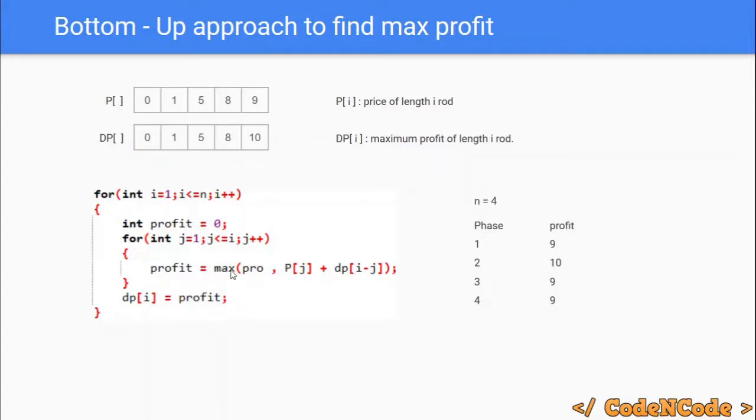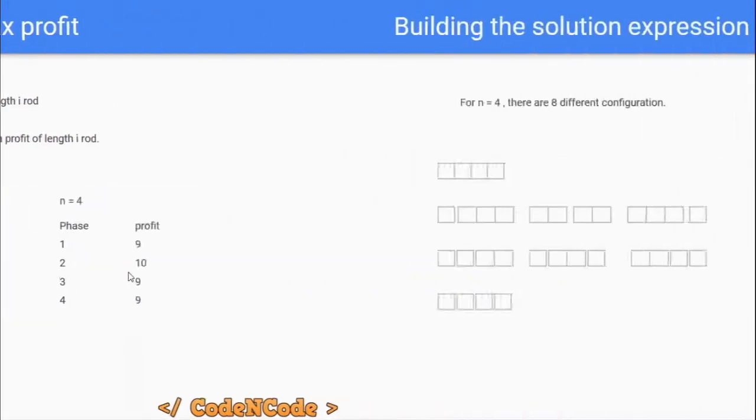Now the question is why this formula works. We know that there are 2 raised to power n minus 1 cases for an n length rod, and for an n length rod we are only running n phases. How is it covering, in linear time, the total number of exponential configurations? How is it able to cover all of the exponential number of different configurations in only a linear run? And I'll be explaining it like this.